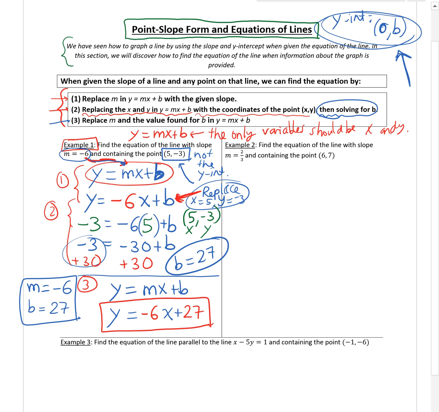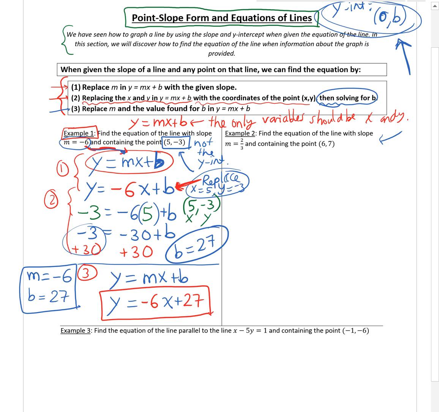Okay, I know that's kind of like a whirlwind of information, but like I said before, the more of these you try, the better you'll get at them. So let's see about this next one. This next one's almost basically the exact same thing. It's just a different slope and a different point. So what do we have here?